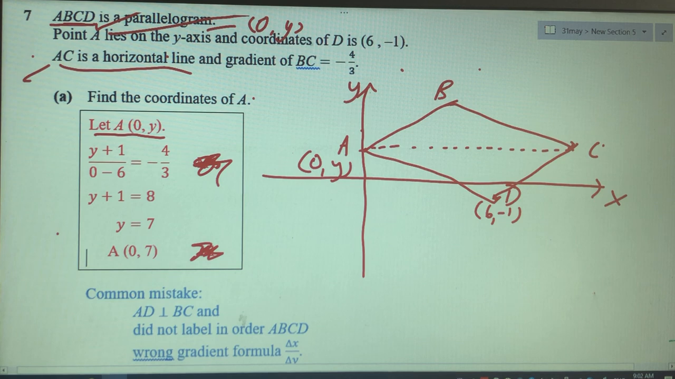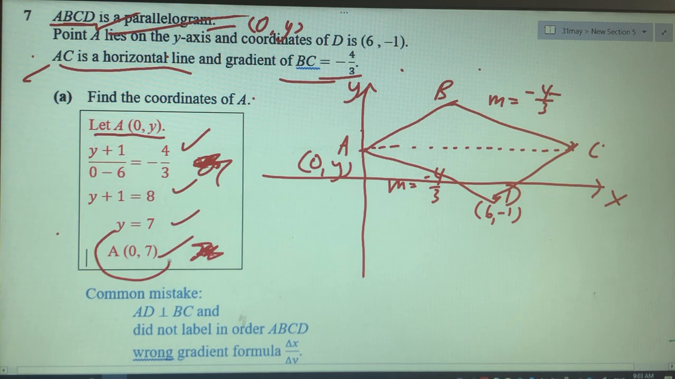After this, they tell you that BC... Oh, yeah. Just now I forgot to tell you. BC is this way, right? So B cannot be here. So BC is this way, meaning the gradient is minus 4 over 3. If this gradient is minus 4 over 3, this gradient also is minus 4 over 3. And using the gradient formula, you can find the answer.